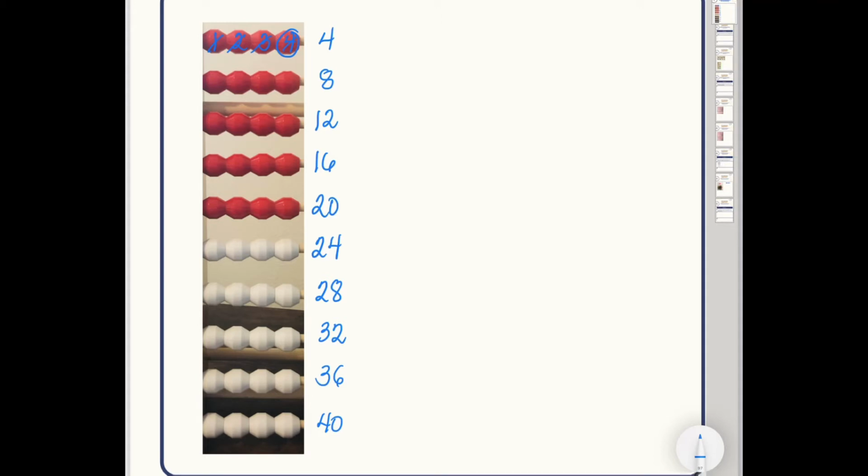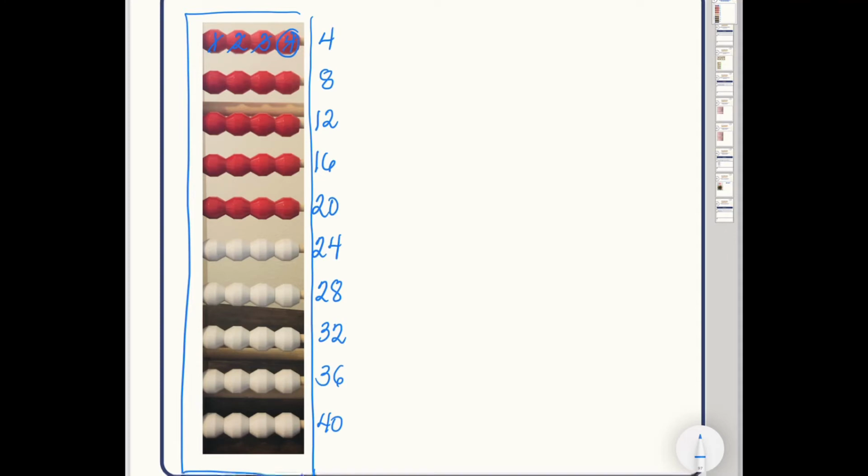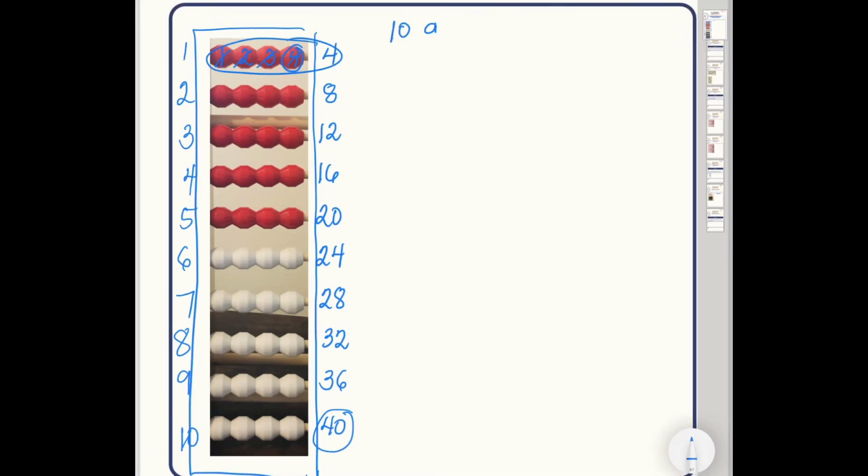Now that we have our array of 10 groups of 4. Why? Because we have 1, 2, 3, 4, 5, 6, 7, 8, 9, 10, 10 groups of 4. And how many did we get? 40. Let's write the number sentence. 10 groups of 4 is 40. How do we write this with symbols? 10 groups is 10 times 4 equals 40.